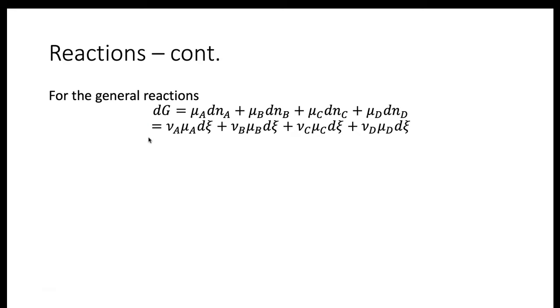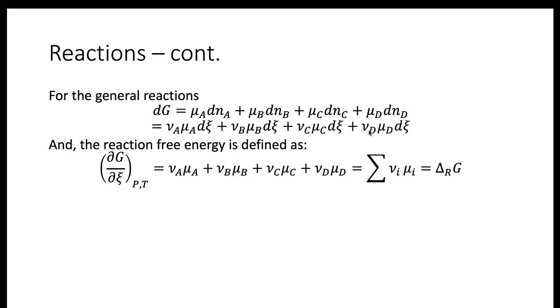Then we can define the free energy using the Gibbs-Duhem relation, and then we substitute in our extent of reaction parameter. So we have our stoichiometric coefficient, our extent of reaction parameter, and then the chemical potentials of the four components. And then we define a reaction free energy. If we divide through by this d xi, and we make this a partial derivative, holding pressure and temperature constant, this partial derivative of the Gibbs free energy with respect to the extent of reaction is our reaction Gibbs free energy. And it's related to the stoichiometric coefficients times the chemical potentials.